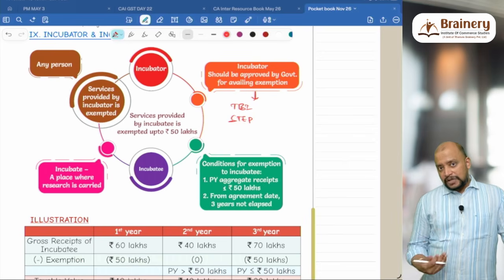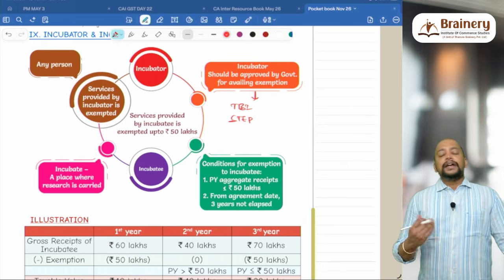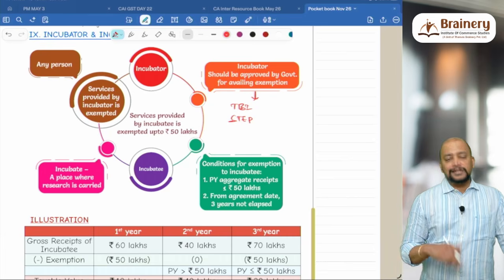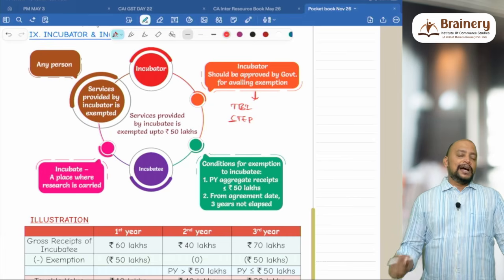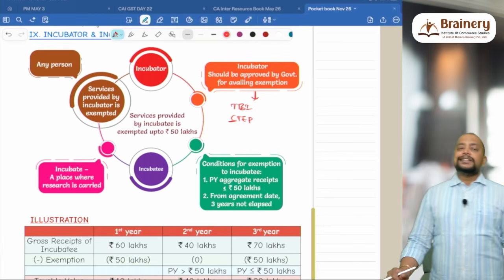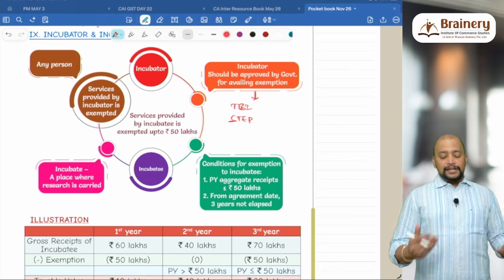Whereas incubatee services will be exempted if the consideration does not exceed 50 lakh rupees. And suppose if the consideration exceeds 50 lakh rupees, the excess is only taxable in this case. Not entirely it will be taxable. And 2 conditions: previous year their gross receipt should not exceed 50 lakhs, and this exemption is for a period of 3 years from the date of signing the contract as an incubatee.